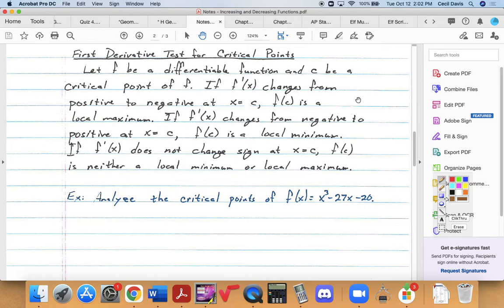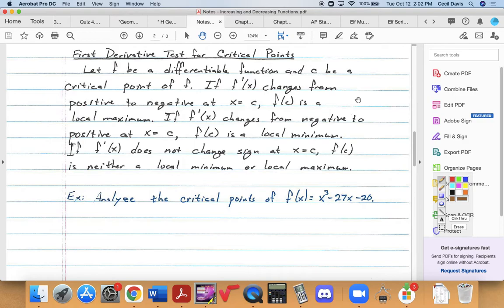Notice in order to be a critical point, what are the two possibilities? What's 0? The derivative is equal to 0, or what's the second possibility? Yeah, the derivative doesn't exist, but the function does. The function has to exist or you don't have a critical point there.